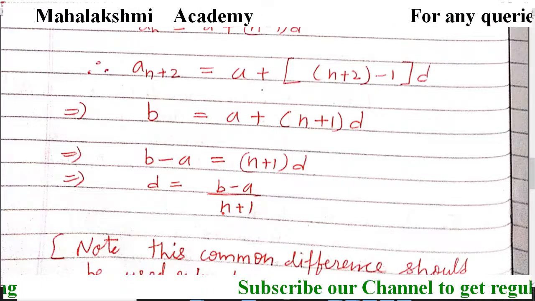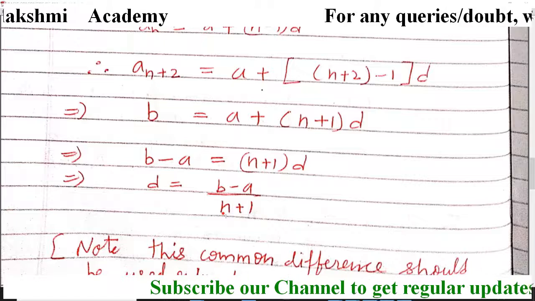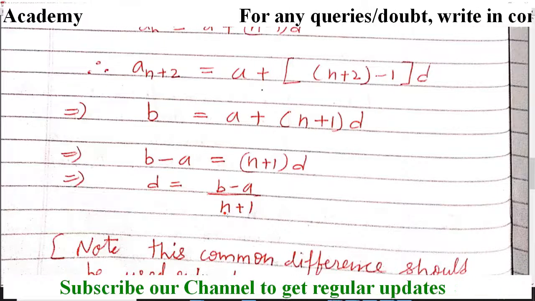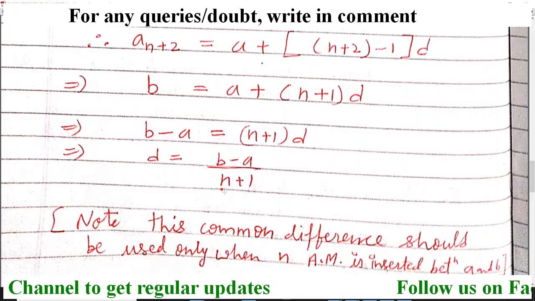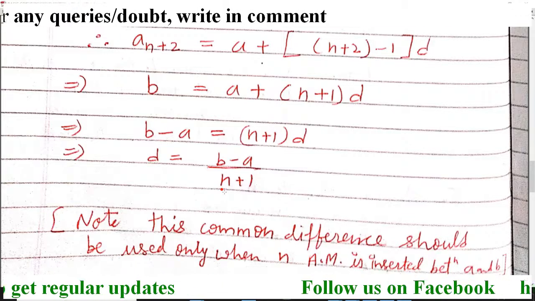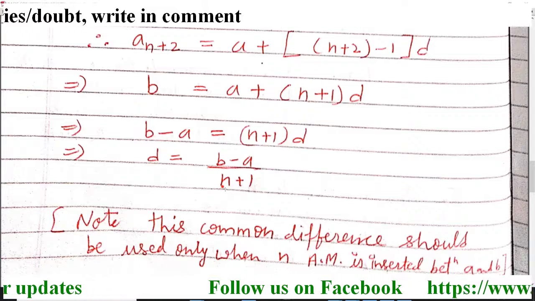So what is n here? How many arithmetic means you are going to introduce, that is n here. The number of arithmetic means: are you introducing 3 arithmetic means or 4 arithmetic means? According to that, you have to replace n here.